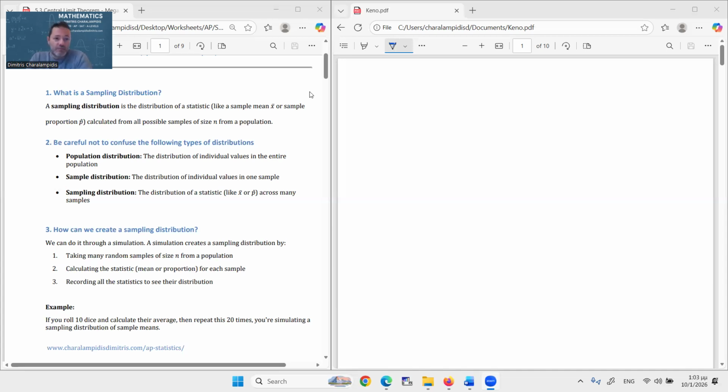Let's begin with a definition. A sampling distribution is the distribution of a statistic, like a sample mean or sample proportion, which is calculated from all possible samples of size n from a population. Let's take a moment to read that again and break down its words. The key word here is statistic. We're not just plotting individual data values. We are plotting results like means, averages, or proportions.